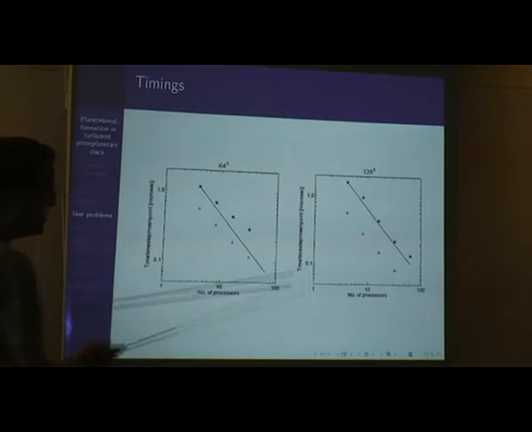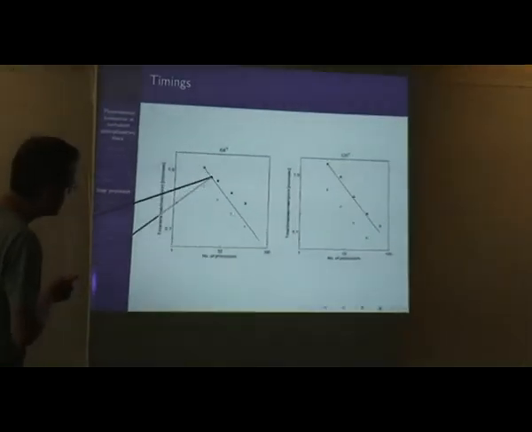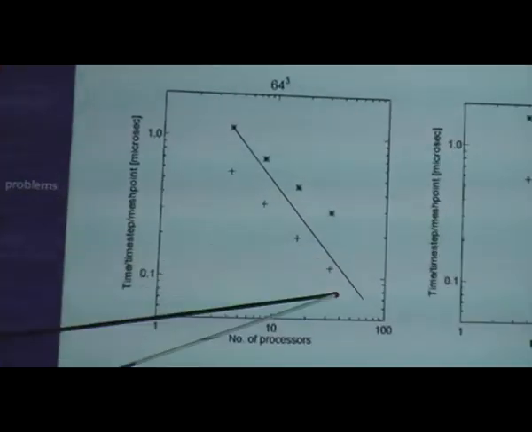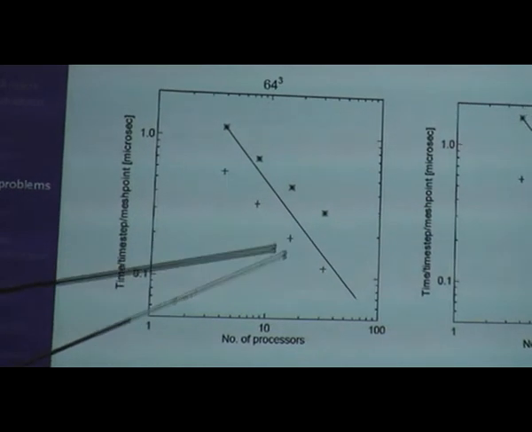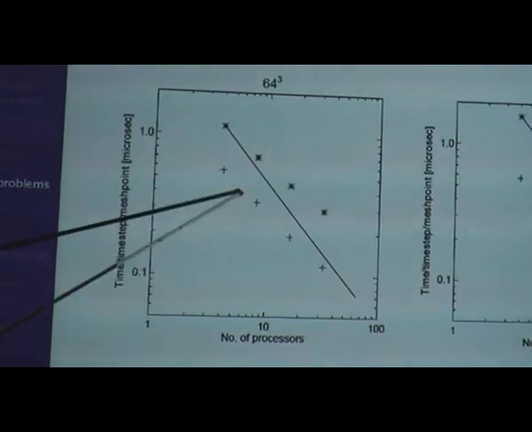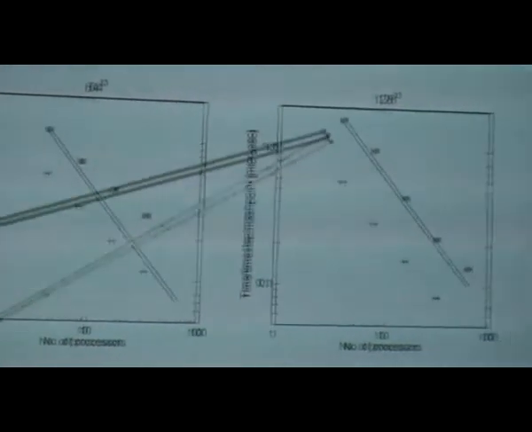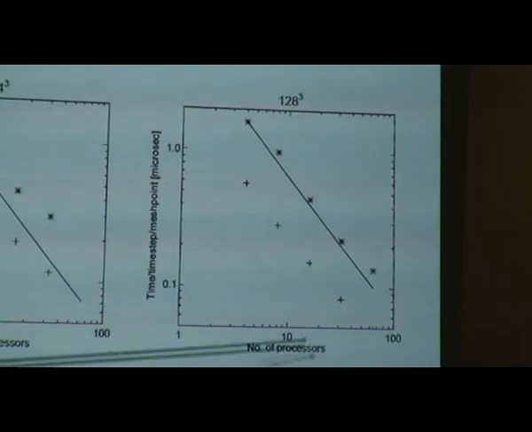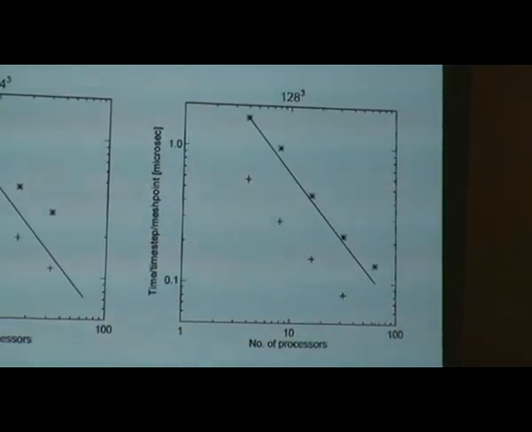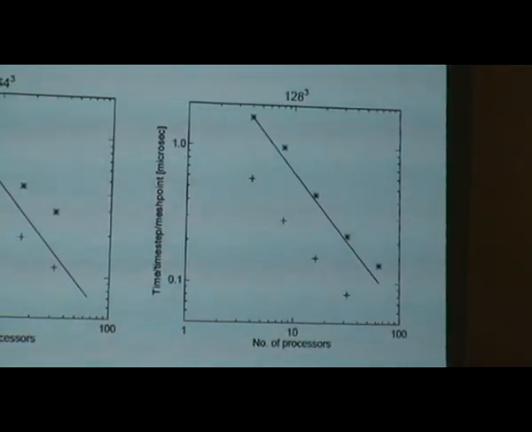And you see that there's a very nice scaling here at 64 cube. So this would be perfect scaling. It actually starts to level off quicker with self-gravity than without self-gravity. But here at 128 cube, it actually scales nicely all the way up to 64 processors.